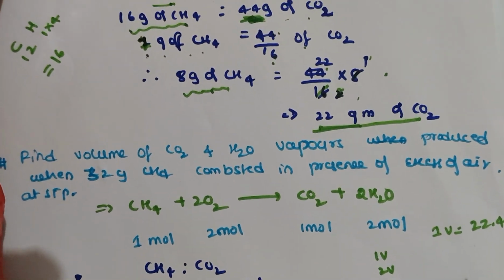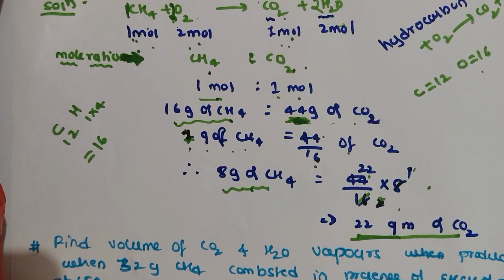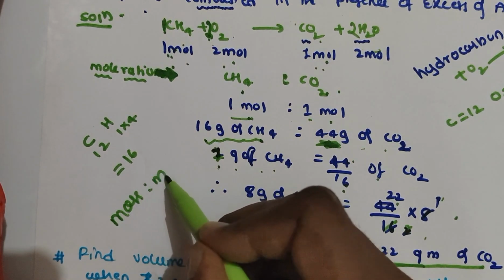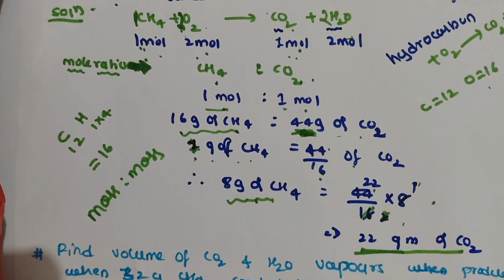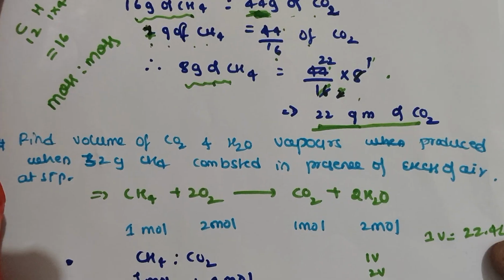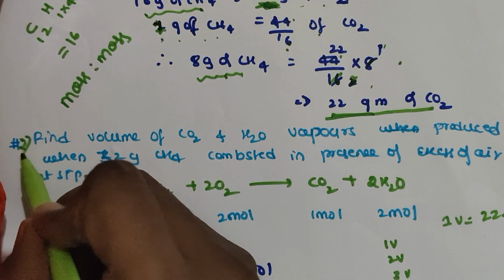Yes sir. Next we move towards the second numerical. Before going to that, which type of relation is this? This is a mass relationship. Mass is given and we calculate mass, therefore this is a mass relationship. Okay, next we have to move towards the second numerical.